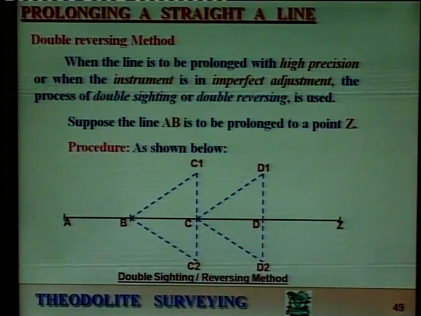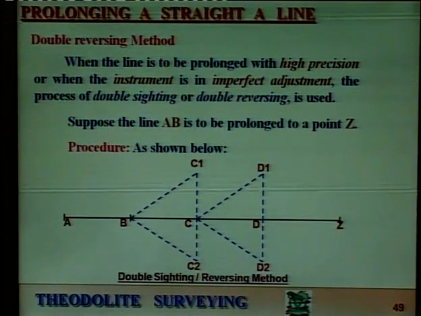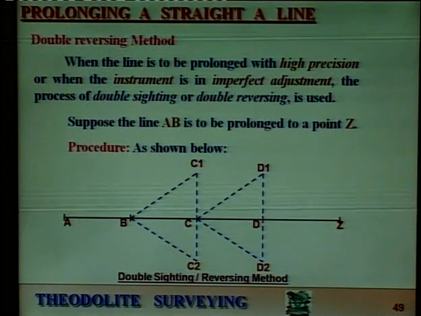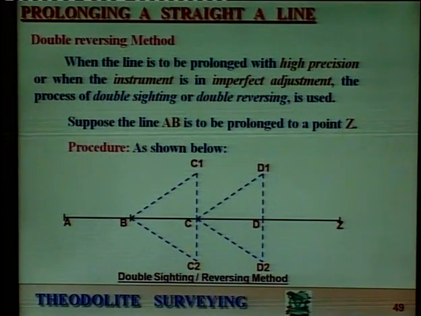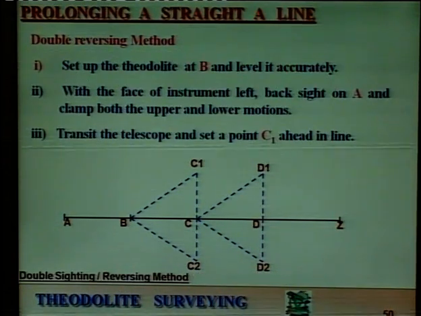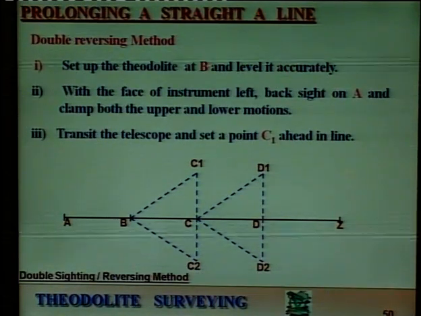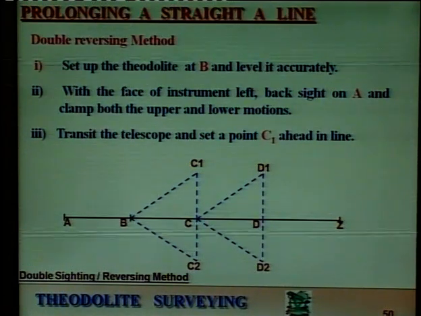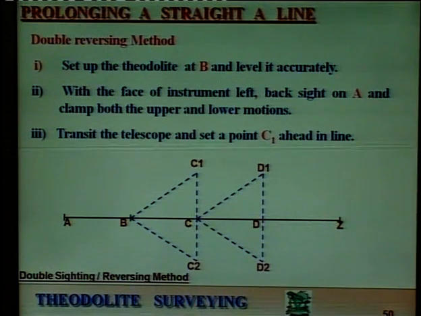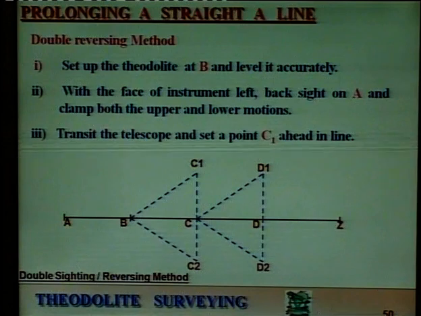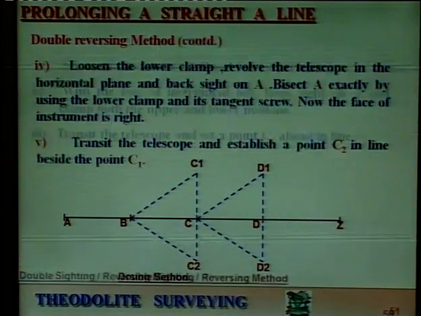So, this method is used where high precision or accuracy is required and also where the instrument is not in permanent adjustment or it is in imperfect adjustment. So, what is the procedure? Set up the theodolite at B and level it accurately with the face of the instrument left, backsight on A, and clamp both the upper and lower motions. Transit the telescope and set point C1.